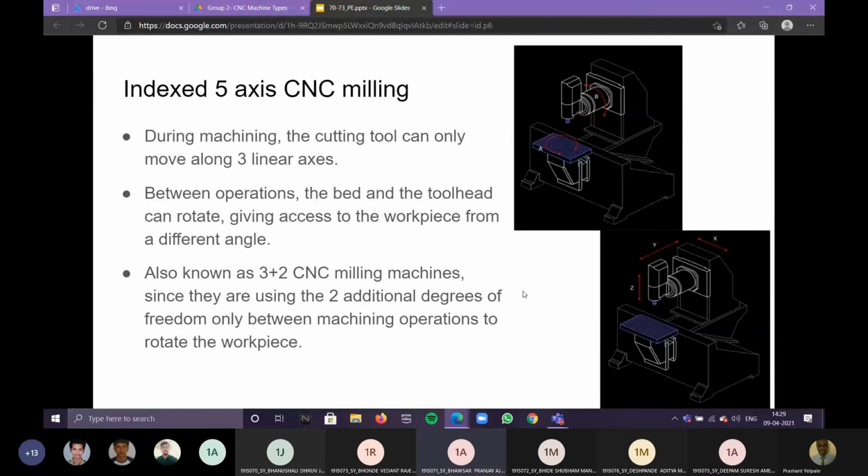First is indexed 5-axis CNC milling. In this indexed 5-axis CNC milling, the three degrees of freedom are only available during the machining operation, and between two machining operations, the bed and spindle can rotate. But all these five degrees of freedom are not available simultaneously, at the same time. That is why this type of machine is also called 3+2 CNC milling machines.